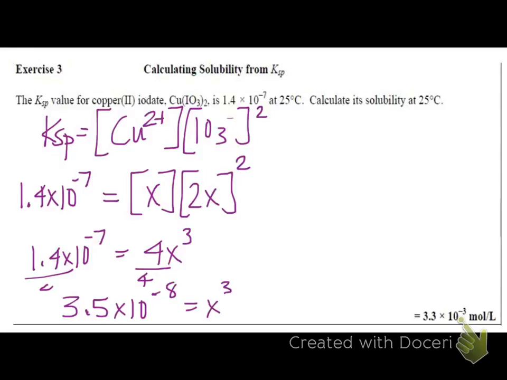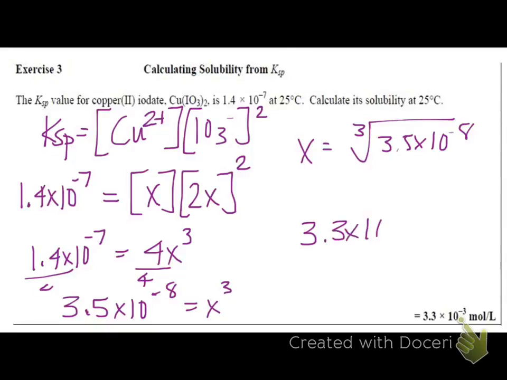And then, of course, x is going to be equal to the cube root of 3.5 times 10 to the negative 8, which would bring us to, well, the answer says 3.3 times 10 to the negative third, but for some reason I have 3.4 on my paper. And of course that is molarity, or you could write it out as moles per liter right here, and so that would be your answer. So much simpler math with this KSP value by the fact that we don't have anything on the reactant side showing up on the bottom.